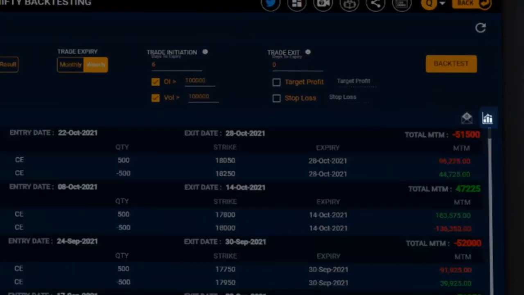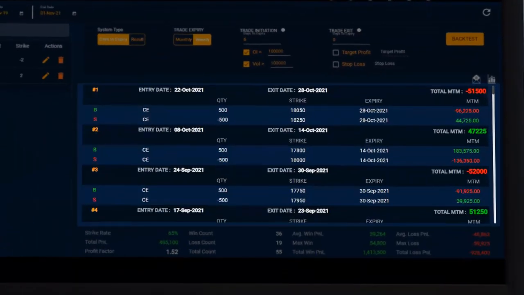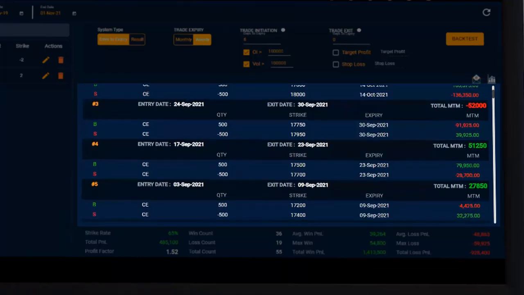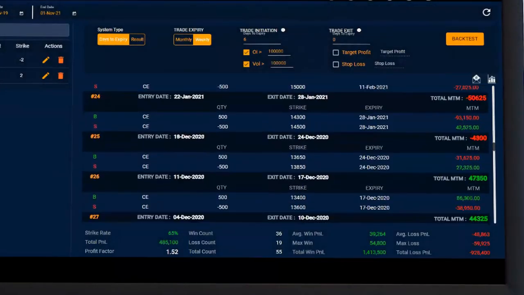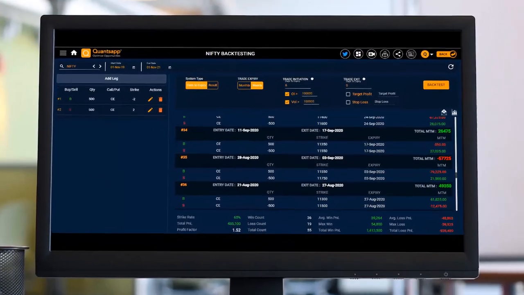Also we can toggle around with the tabular view. So we will directly get to see what date we made an entry, what date we took an exit, what was our individual legs' PNL, what was our mark to market PNL for the strategy as a whole, for whenever we got a chance to initiate the strategy.